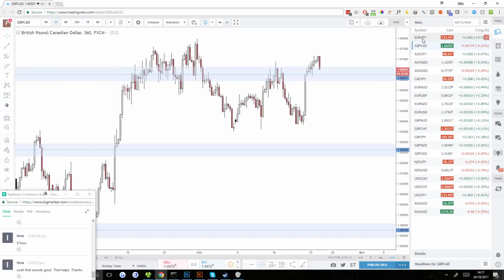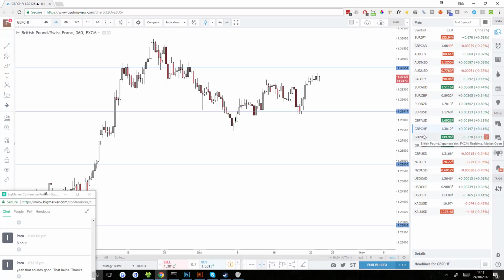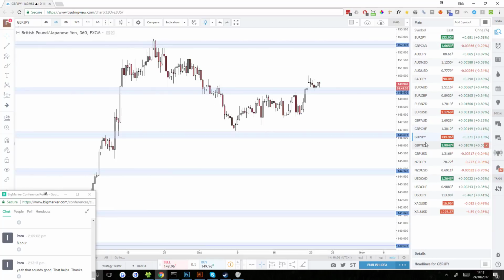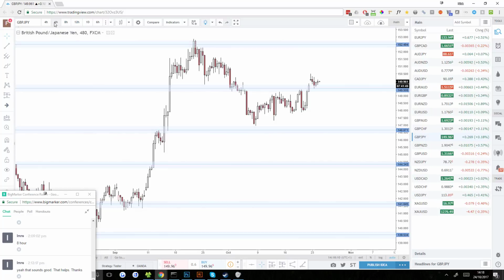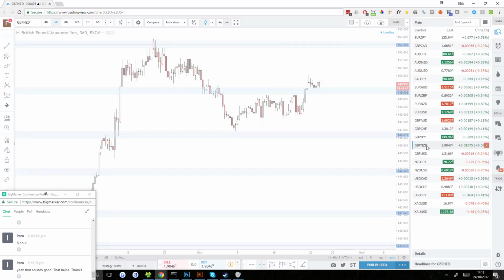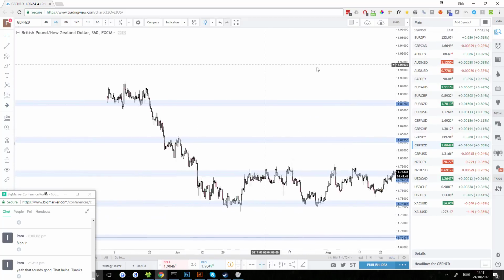So right now, both GBPCAD and EURUSD, they're not actual trade setups, but they're just things that are worth monitoring. GBPJPY. Yeah, not really that good. GBP New Zealand is pushing up. I think we need some new resistance for this one.